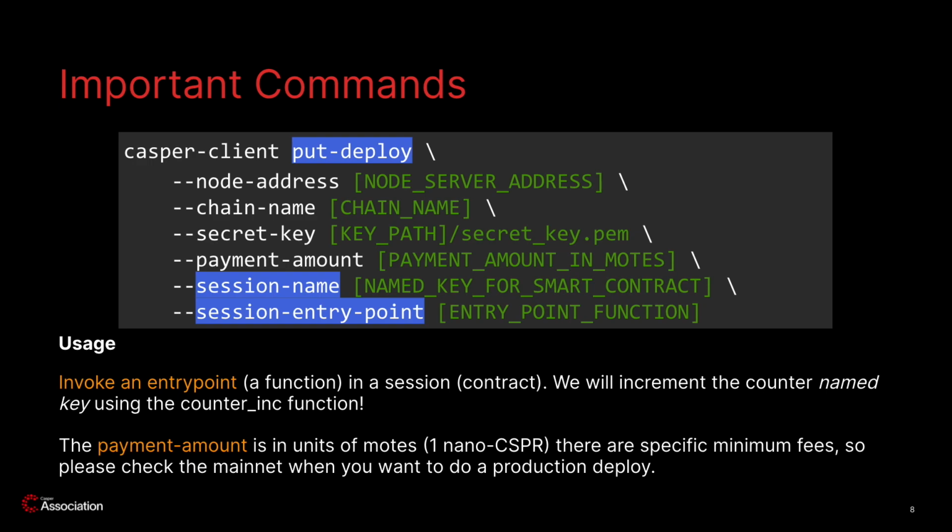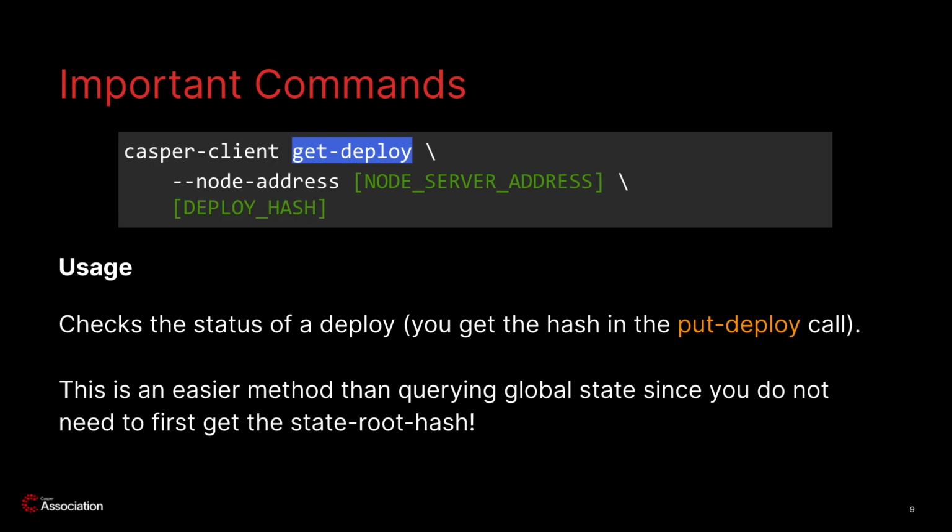When we take a look at the counter-defined contract in just a moment, you will see that there's a function named counter-inc defined in it. Note that calling an entry point with the put deploy command requires that you already have the contract deployed to the network, or else the session and entry point will not exist and the deploy would fail. So now we know how to deploy a contract and also how to invoke an entry point that is part of a deployed contract. But how do we know if the execution was successful?